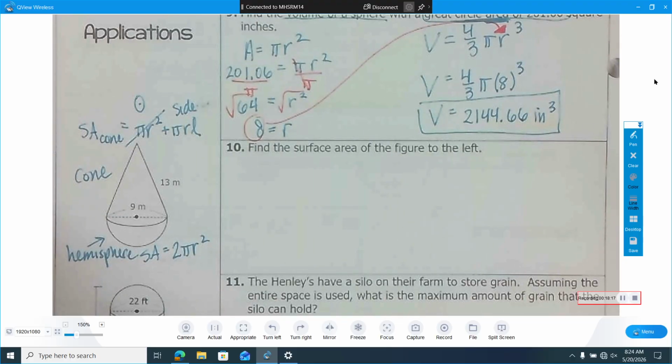Again, the 3 was for the circle on the very, very top. Does that make sense to you? Okay, a little bit? All right.